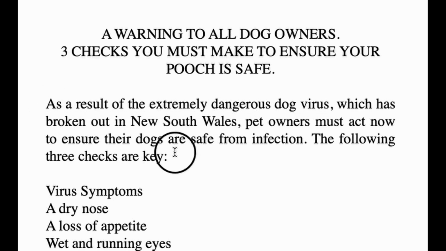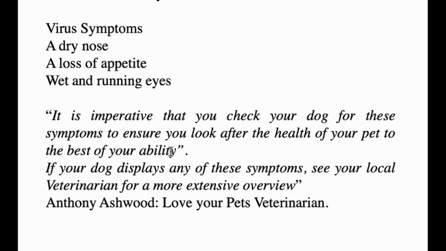So this is a very, very good follow-on paragraph, an excellent follow-on paragraph because it gives details, talks about the fact that it's an extremely dangerous dog virus. It's broken out in New South Wales. Good information there. Pet owners must act now to ensure their dogs are safe from infection. And then, of course, we get down to the list. And the list, again, is important because the media loves lists. They love them. So the list is this. Virus symptoms: a dry nose, a loss of appetite, wet and runny eyes.